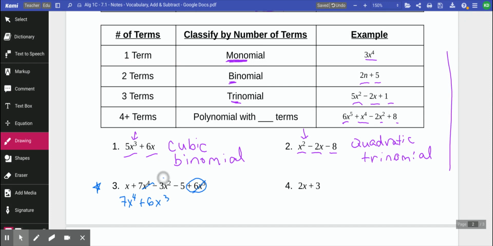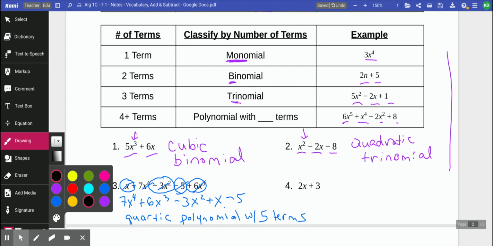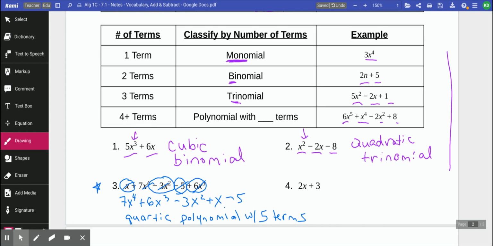And then negative 3x squared, and then x, and then minus 5. All right, so there's all my terms put in order. So now I can say that this one is a quartic because it starts with a degree of 4. And it has 1, 2, 3, 4, 5 terms. So it's a quartic polynomial with 5 terms. So make sure you include that last part about the 5 terms at the end. We're good to go. Okay, next one, 2x plus 3.